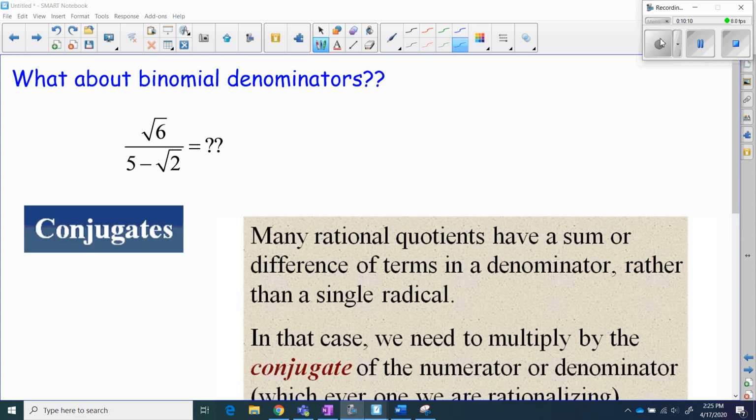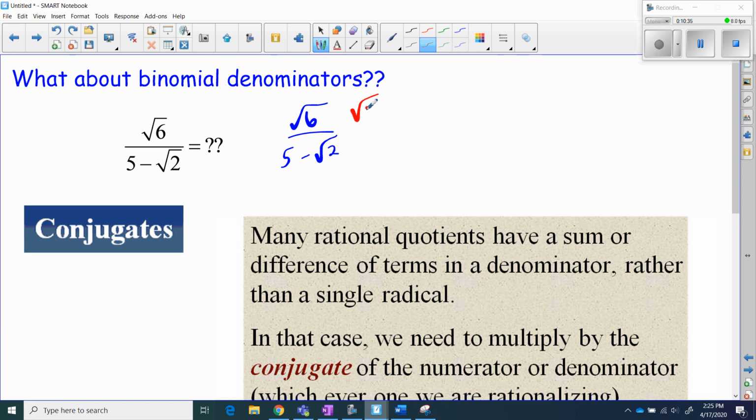All right, next scenario we're going to examine is, what are we going to do if there's multiple terms in the denominator? A student might say, well, why do we have to do something different? I'll show you why. If we just try to apply the same strategy, watch what will happen. You say, well, there's a square root in the bottom, it's square root 2. Just multiply the top and bottom by that radical.